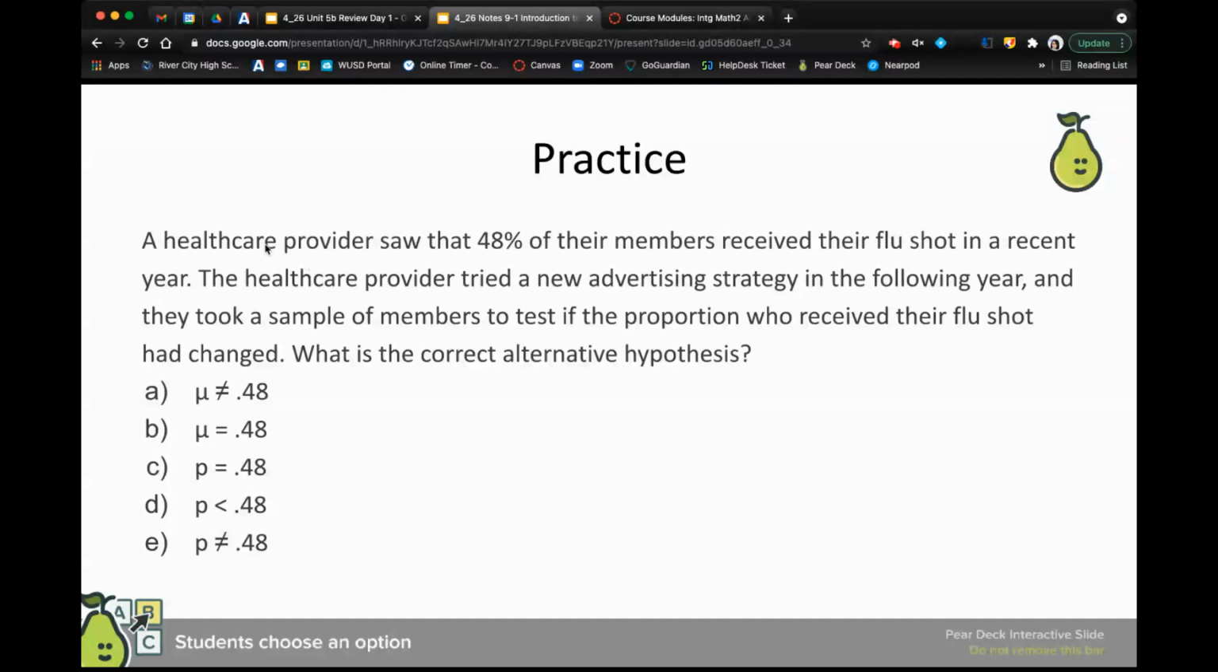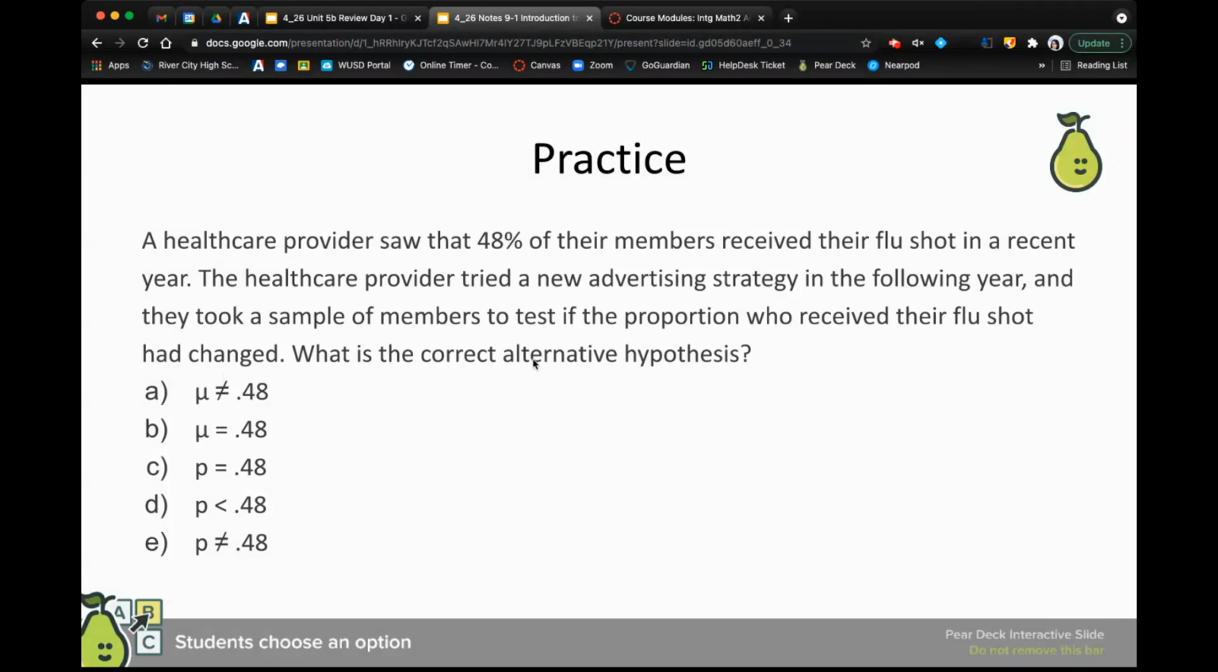All right, so just a little bit of practice. Healthcare providers saw that 48% of their members received their flu shot in a recent year. Healthcare provided a new advertising strategy in the following year, and they took a sample of its members to test if the proportion who received their flu shot had changed. What is the correct alternative hypothesis?